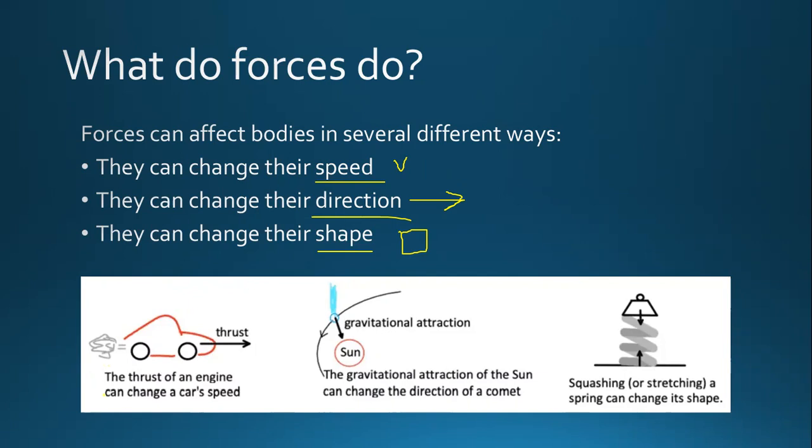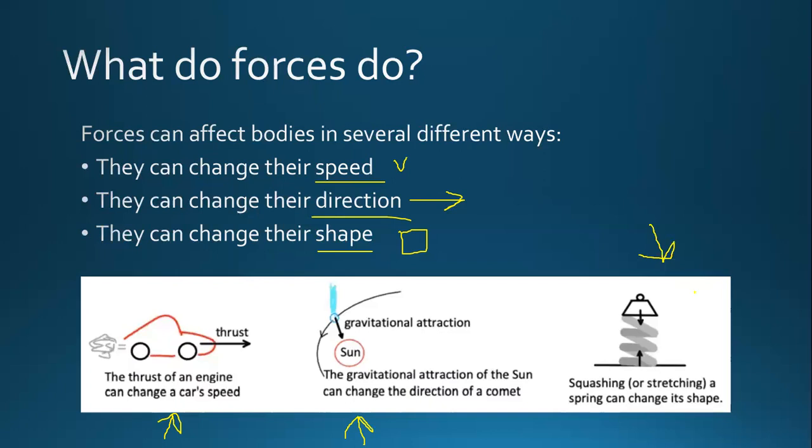The thrust of an engine can change the car's speed. The gravitational attraction of the sun can also change the direction of the comet. And squashing or stretching a spring can also change its shape. These are things we can see, like the car. Now the thrust force of the car is changing the speed of the car, and is affecting the acceleration of the car as well. Then we have gravitational attraction.